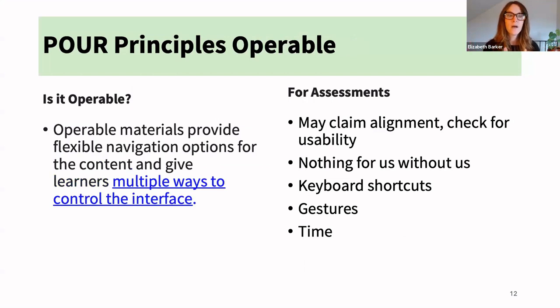Operable, that's our next one. Operable materials provide flexible navigation options for content and give multiple ways to control the interface. So I like to think of this one as, is it usable? So we can have the first one where we are aligning to various standards. What I want you to ask and consider is whether or not the alignment matches the usability. So how can you do this? What I recommend is that you ask for a demo.